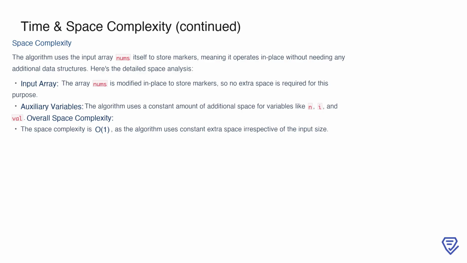Instead of using additional data structures, the algorithm modifies the input array nums to store markers directly. This eliminates the need for extra memory to keep track of visited elements or other intermediate data. Beyond the input array, the algorithm uses only a constant amount of additional space for variables like n, i, and val. These auxiliary variables do not depend on the size of the input array and remain fixed regardless of how large the input gets. Therefore, the total space complexity of the algorithm is O(1), indicating constant space usage.